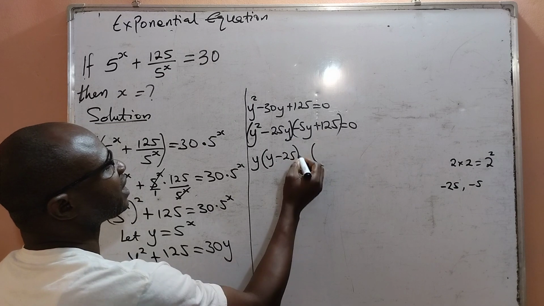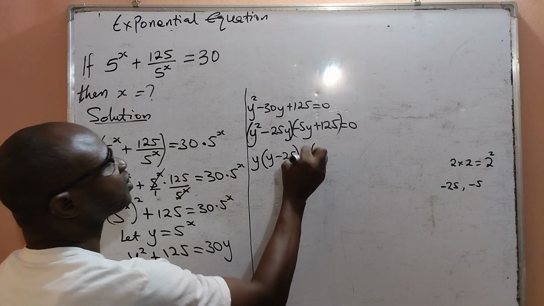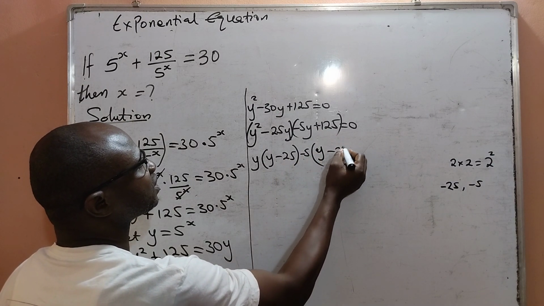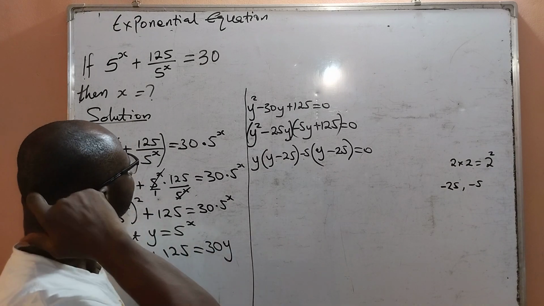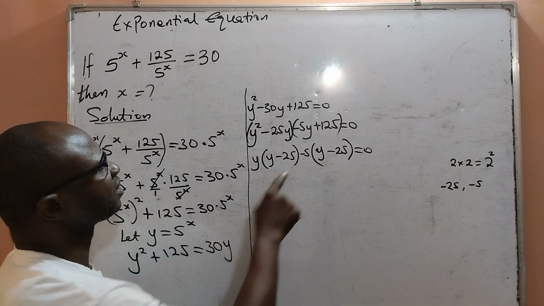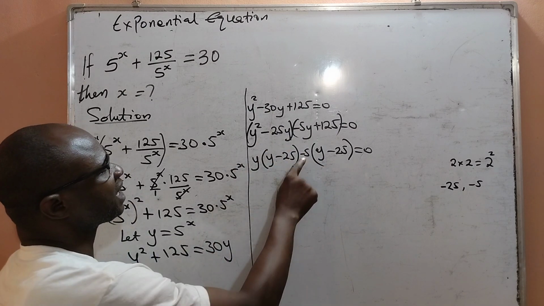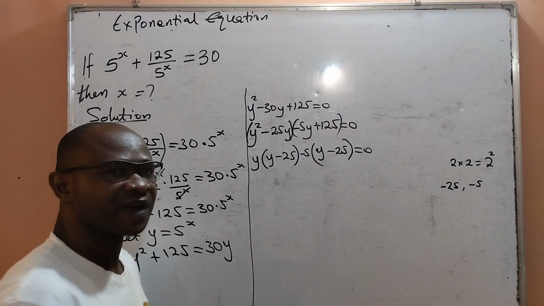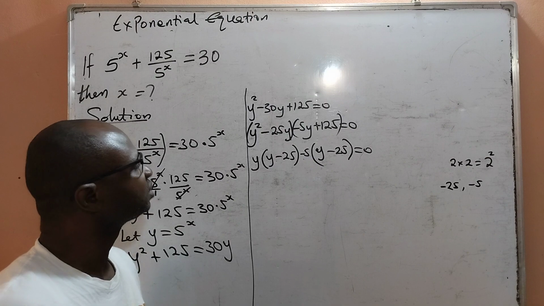Also, from the second bracket, what I have common is minus 5, so that inside the bracket I will have y minus 25, all equal to 0. Now, let us look at what we have done. Minus 5 times y will give us minus 5y, and minus 5 times minus 25 will give me plus 125. This is the factorization process of a quadratic equation.